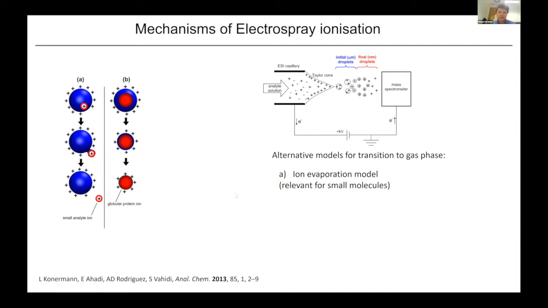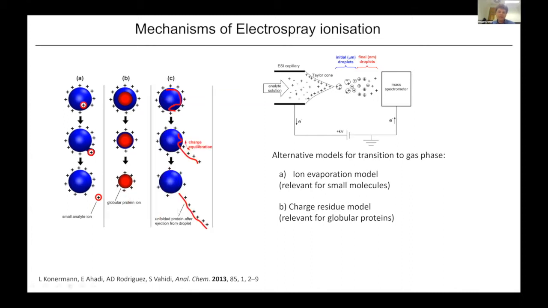However, if you look at large molecules, such as an intact globular protein, it is probably less likely that this will actually be able to perform successfully. And in this scenario, a different model is likely to be predominant, and this has been referred to as a charge residue model. So here the idea is that the size of the droplet decreases, and on average, most droplets are likely to contain a single protein molecule, and eventually all of the solvent molecules are stripped off, and the charges are left on the surface of the protein.